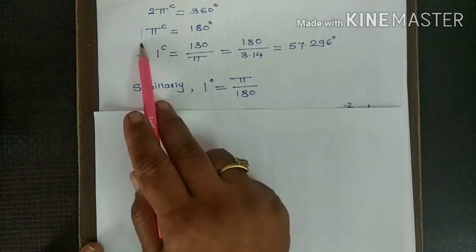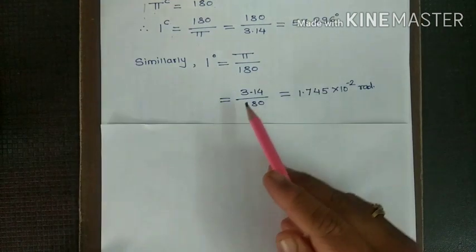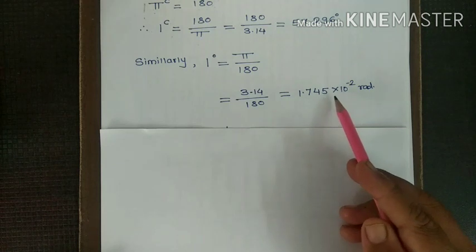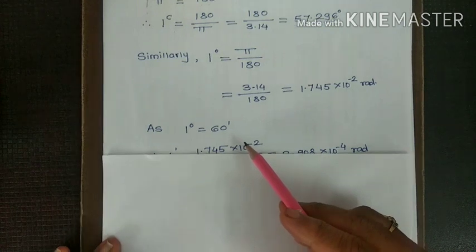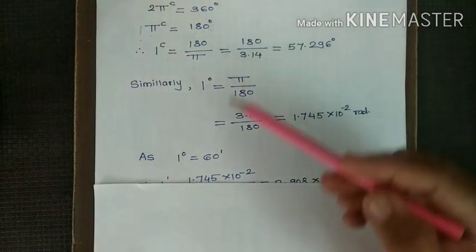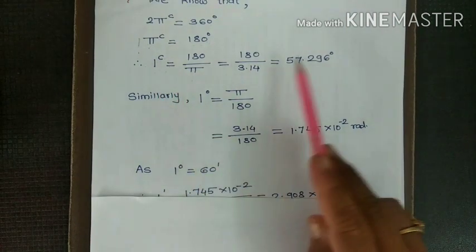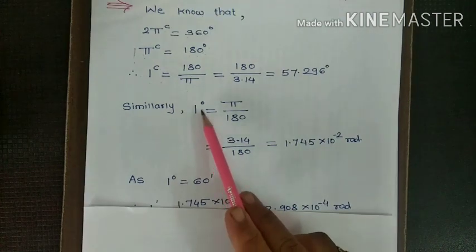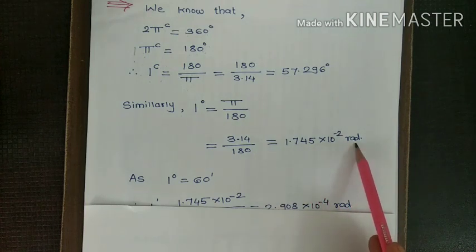180. This 180 goes to this side. That's why we get 3.14 upon 180, which is equal to 1.745 into 10 raised to the power minus 2 radian. This is the relation between radian and degree: 1 radian is equal to 57.296 degree and 1 degree is equal to 1.745 into 10 raised to the power minus 2 radian.